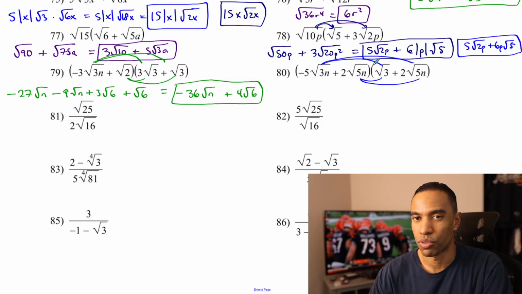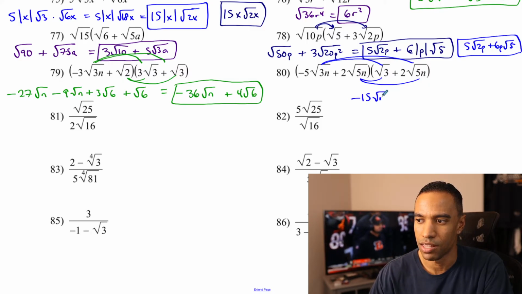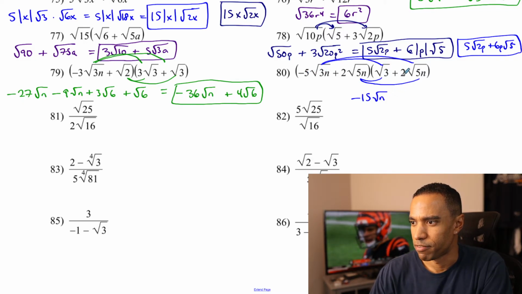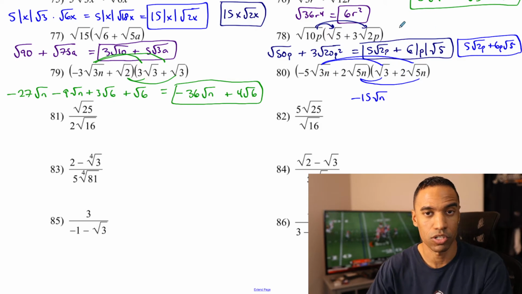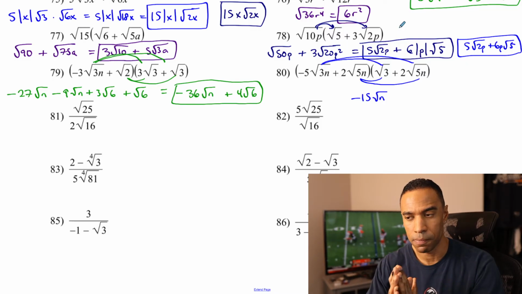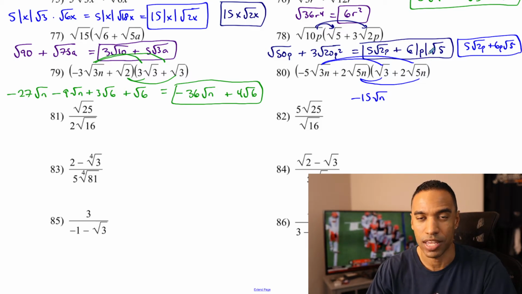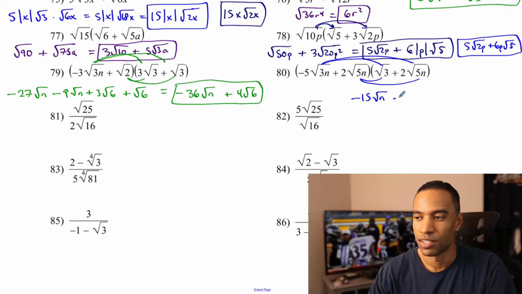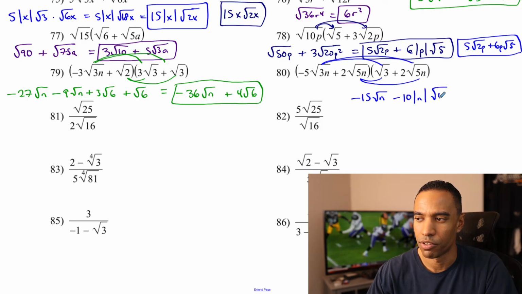Negative 5 root 3 times root 3 is negative 5 times 3, which is negative 15. So it's negative 15 root n. The n never escaped. This is going to be negative 5 times 2 is negative 10. Root 3 times root 5 is root 15. That doesn't have any perfect squares there. So negative 10 root 15. And root n times root n is root n squared, which is the absolute value of n. So here we go, negative 10 times the absolute value of n times the square root of 15.